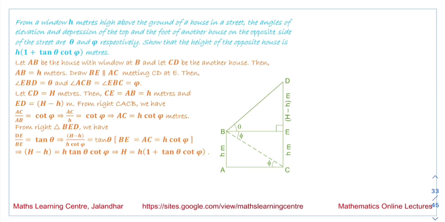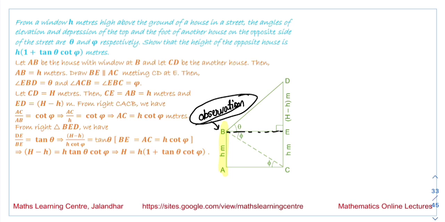Now the next we have is, from a window h meters high above the ground of a house in a street, the angle of elevation and depression of the top of and foot of another house on the opposite side of the street are theta and phi respectively. So we say a house is there, AB is the house, and at this point B there is a window, and we are looking at another house on the opposite side of the street from this point. So this is the observation point. This line is the horizontal line corresponding to this observation point.